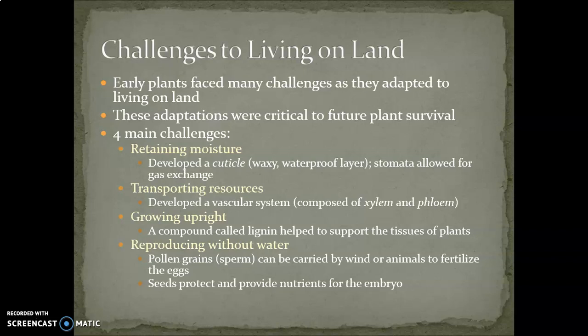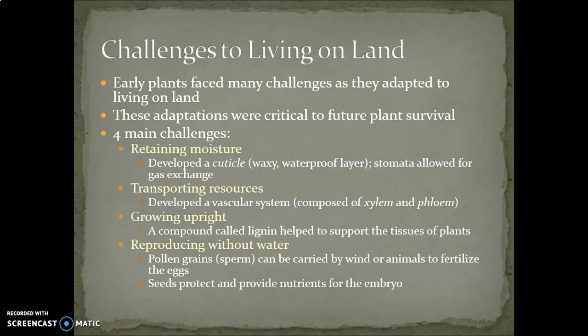So how did we get onto land? Well, the big thing is water. You've got to be able to retain the moisture you have. So that's the top waxy covering of the leaf, the cuticle, and then stomata on the bottom of the leaf will open and close for gas exchange. Transporting resources, so the vascular tissue, being able to use the xylem to transport water and phloem to transport food and nutrients back down the plant.